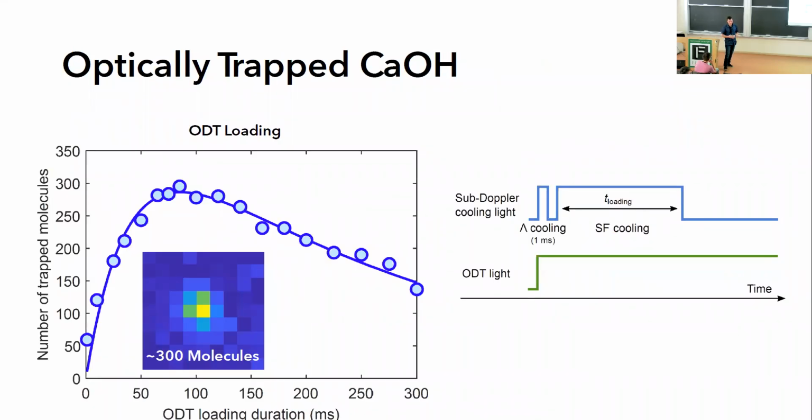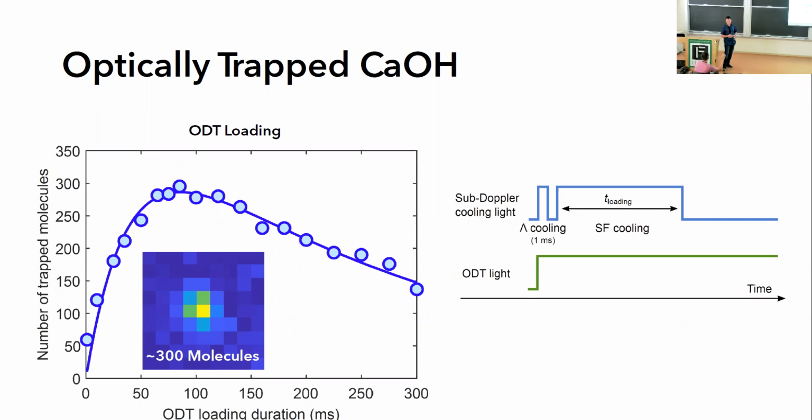Once we've cooled these molecules down, we can then move on to actually loading them into conservative traps. Specifically, we load them into optical dipole traps, and we can load a few hundred molecules within a few hundred milliseconds within this optical dipole trap.